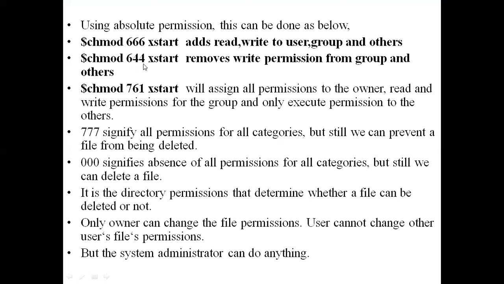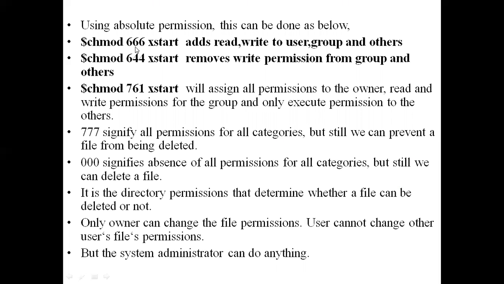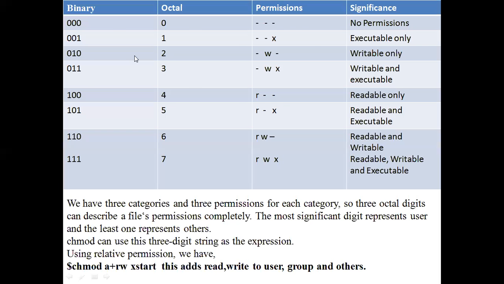So next, what am I doing? For the same file exstart, I have retained 6 for the owner. That means read and write permission is retained. Whereas for group, instead of 6 I have written 4. What does 4 mean? 4 is only read permission. That means I am giving group people only read permission.